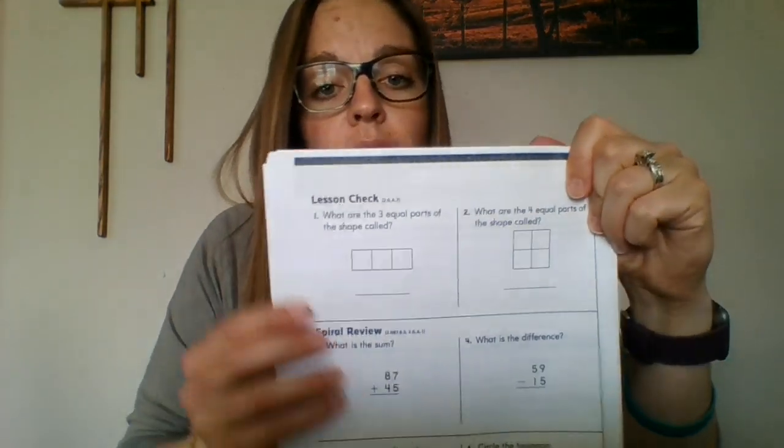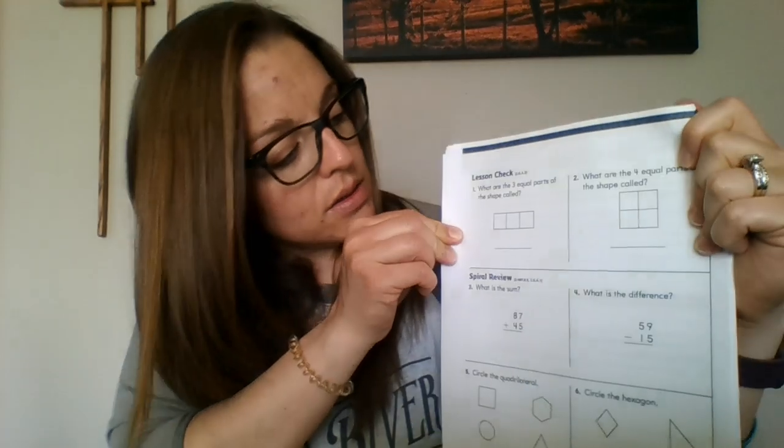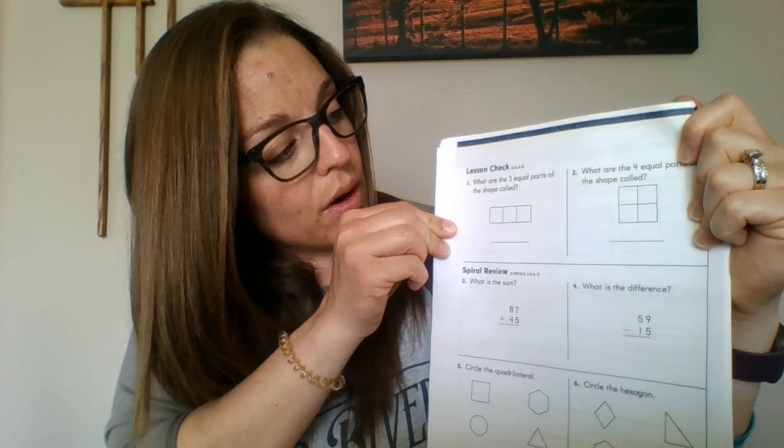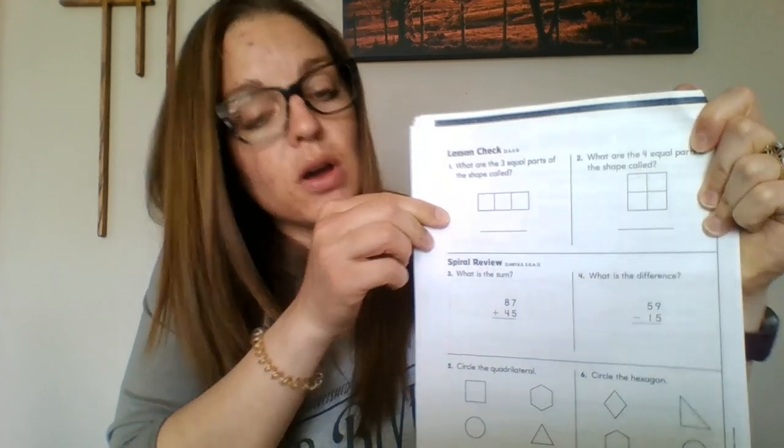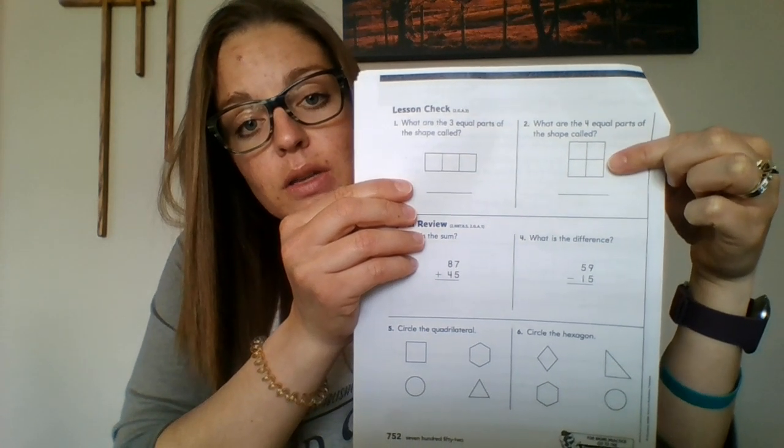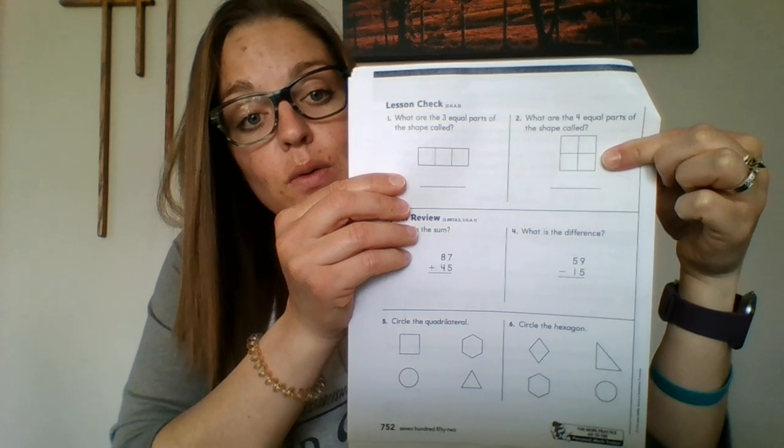Go on to the back side of that one. You are on page 752. Number 1 up here says, what are the 3 equal parts of the shape called? So if something's divided into 3 equal parts, what do we call it? And over here, what is something called if it is divided into 4 equal parts?